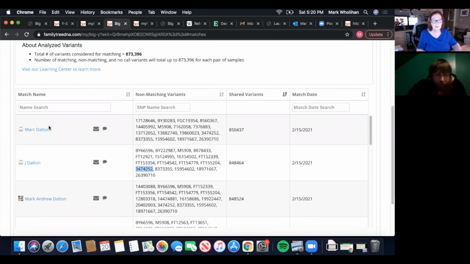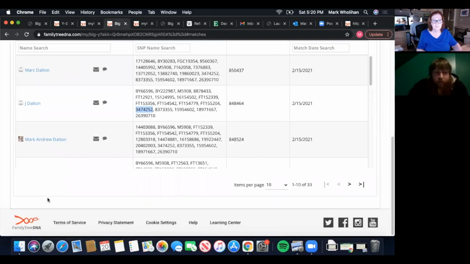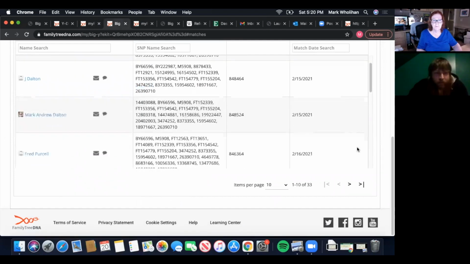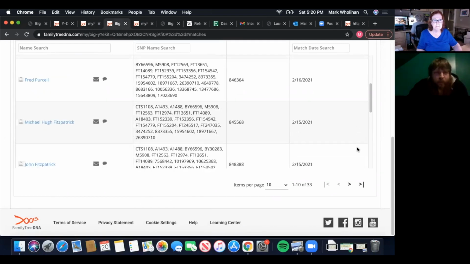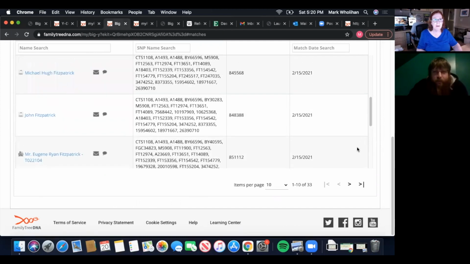So these are your dad's three closest matches. And then you have Purcell, which would be the next guy, Fred Purcell. And then you have three Fitzpatricks. And I've been in touch with, I guess it's Mike Fitzpatrick and Ian who run the Fitzpatrick Project, and they sent me a chart for the haplogroups that branch down, and it shows the distance between.